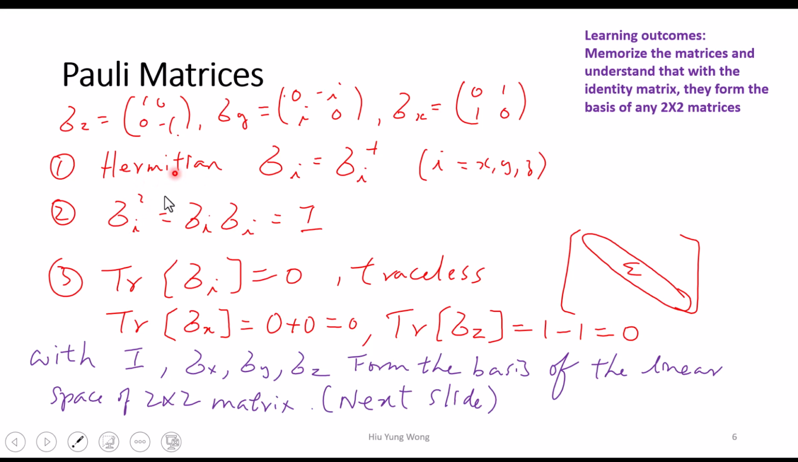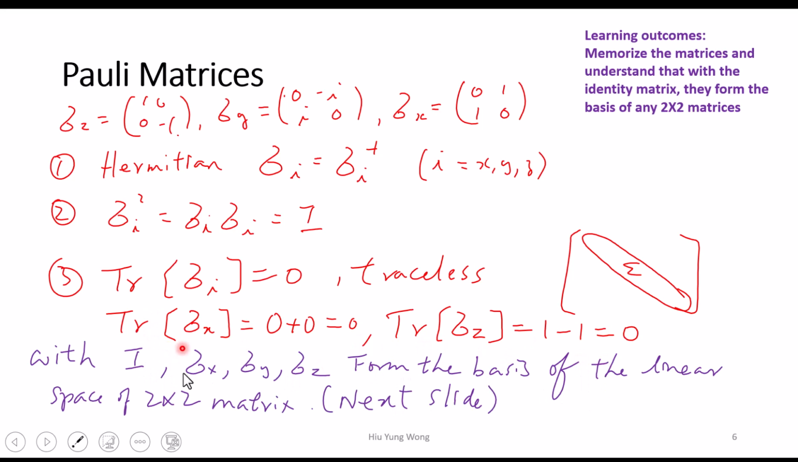Their special property is that they're Hermitian. What does it mean? Itself equals its dagger, and its dagger is the complex conjugate plus transpose, right? If you multiply it by itself, you get the identity matrix. Just some characteristics that will help you in future calculations. Their trace is 0, so they are traceless. What does it mean? You sum over the diagonal, and it is 0. Right, 1 minus 1 is 0, 0 plus 0 is 0.